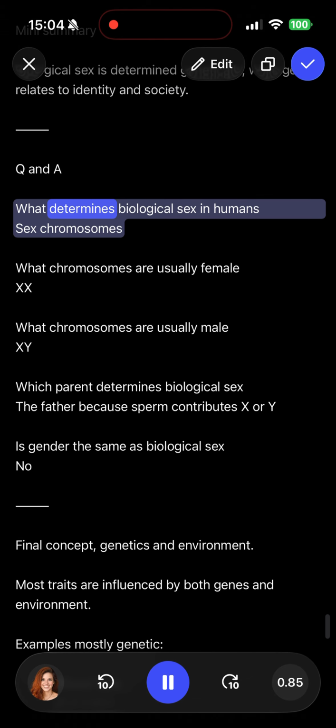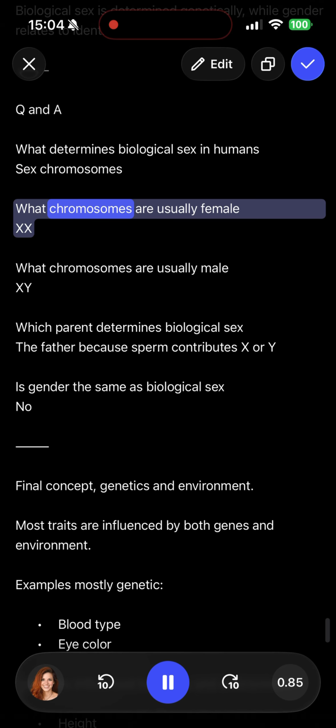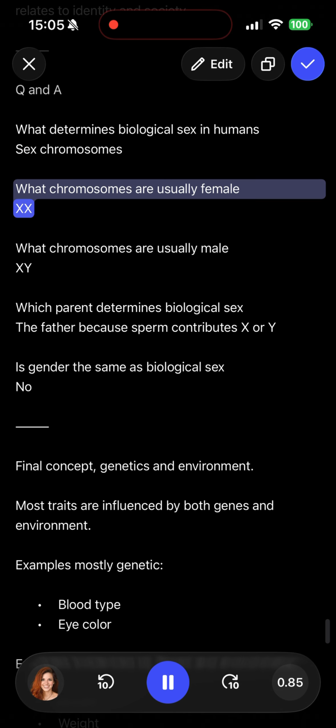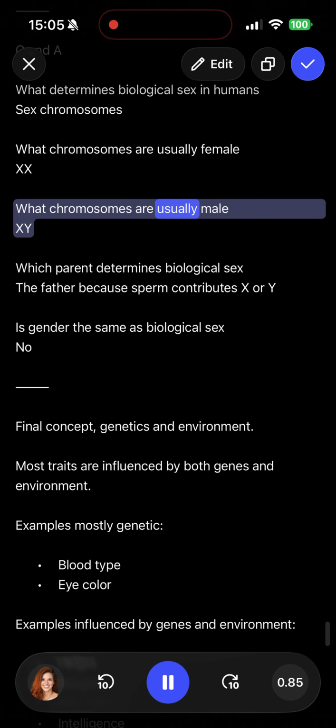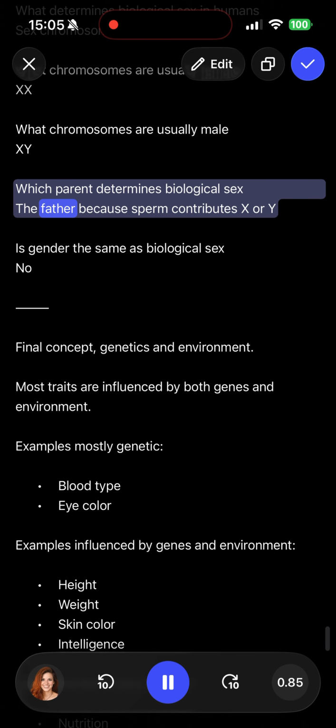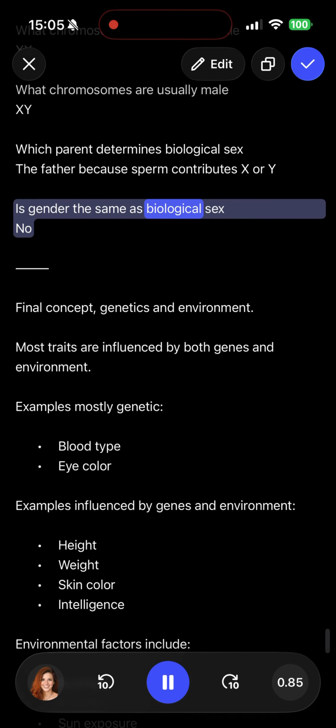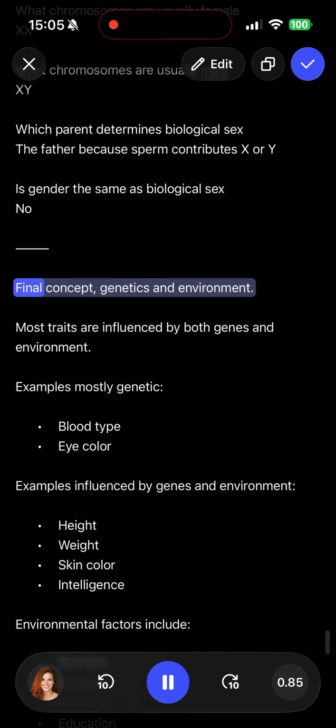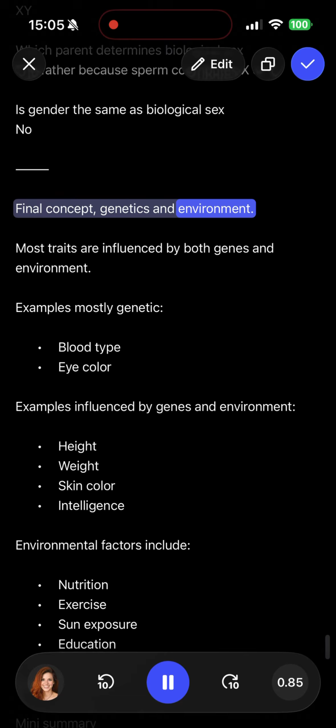Q&A. What determines biological sex in humans? Sex chromosomes. What chromosomes are usually female? XX. What chromosomes are usually male? XY. Which parent determines biological sex? The father, because sperm contributes X or Y. Is gender the same as biological sex? No. Final concept, genetics and environment.